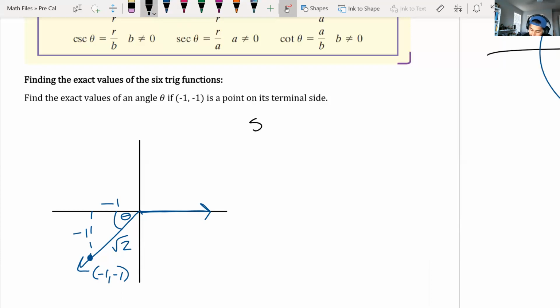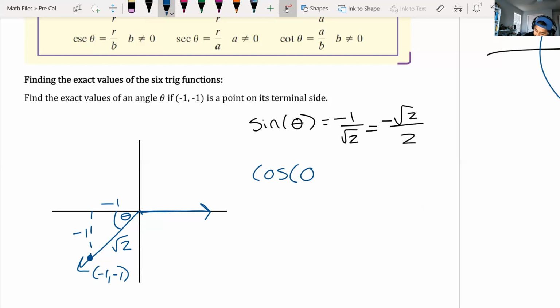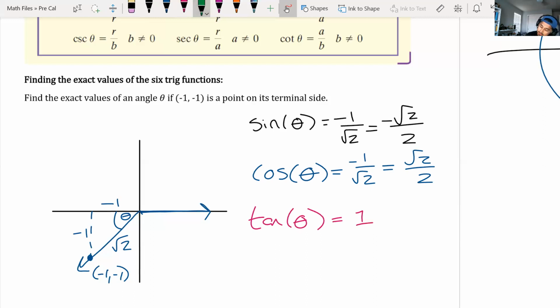So with that being said, what would the sine of theta be? Negative square root of 2 over 2. Good. You get negative 1 over square root of 2, which would be negative square root of 2 over 2. All right. What would the cosine of theta be? Negative square root of 2 over 2. Same exact thing. And then what would the tangent of theta be? 1. Good. Tangent of theta would be 1, which means let's get into the reciprocal functions.